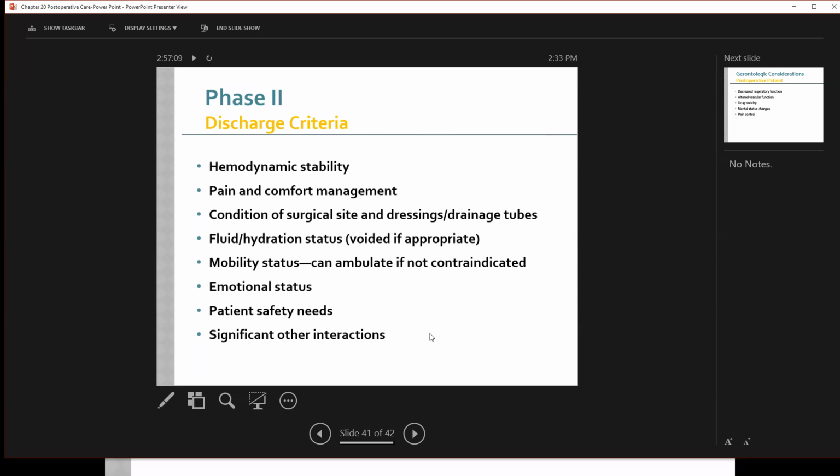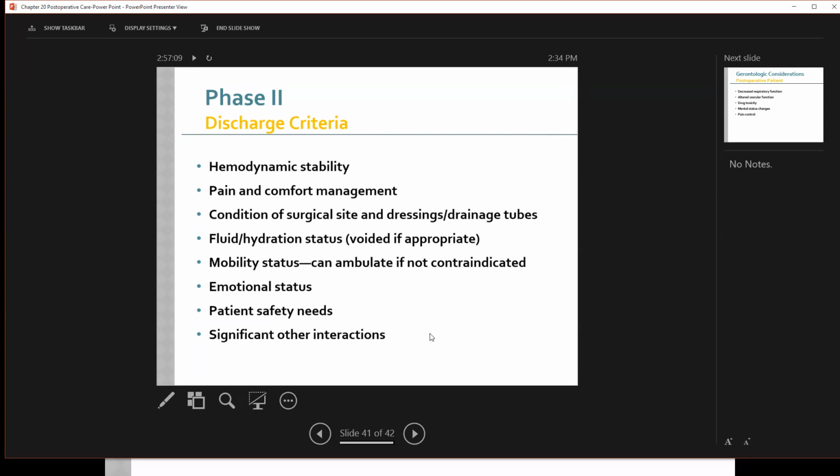Fluid and hydration, the patient must be taking PO, or if they're NPO, they must be receiving fluids via an IV. A Foley may be in place or the patient may be voiding. No symptoms of dehydration, such as increased heart rate or hypotension, are noted, or fluid overload, which would be rales or generalized edema. The patient's mobility status is assessed and monitored dependent on the type of surgery.